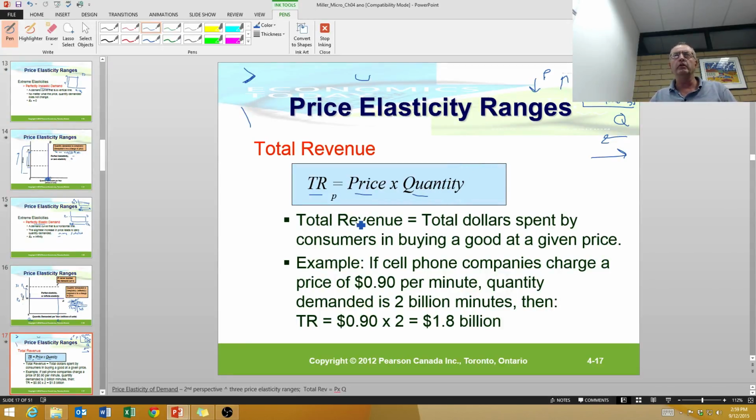So what we're going to see here is that in the elastic section, price and total revenue are inversely related, and in the inelastic section, price and total revenue are directly related.